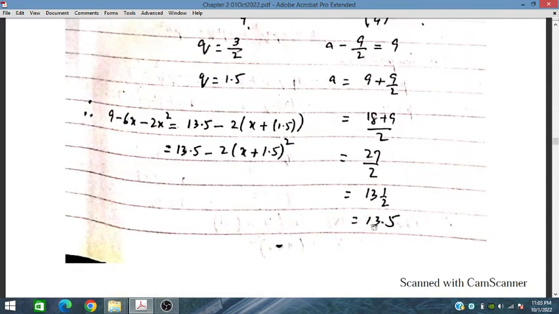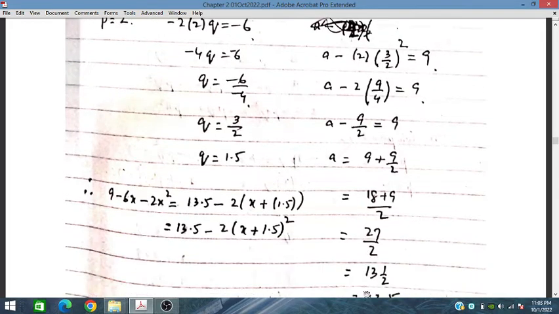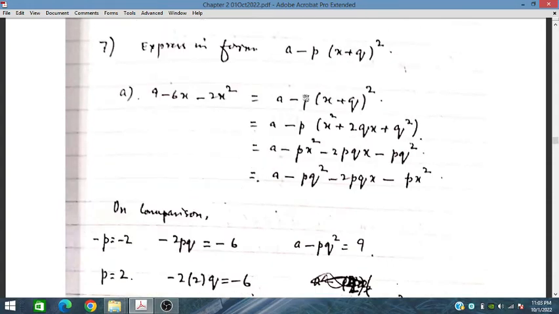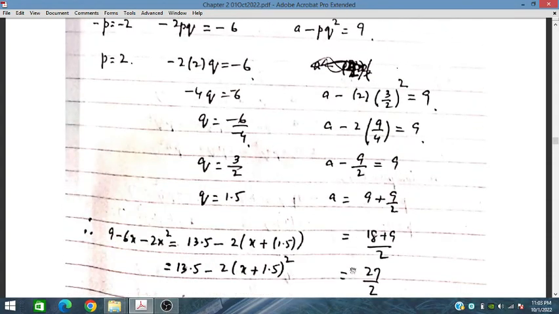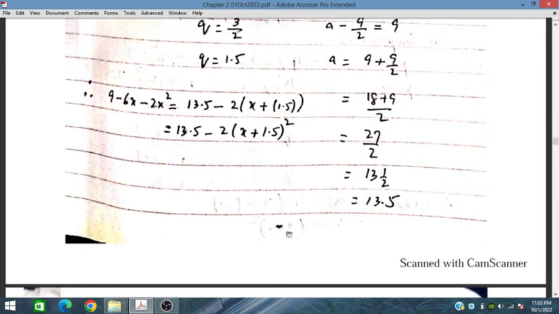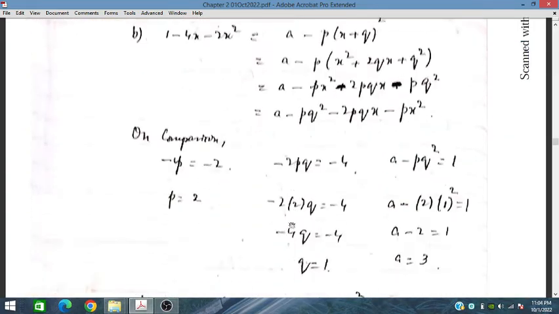Simplification. So on getting p, q and a, we put the values at their respective positions, a, p and q. Similarly for this one.